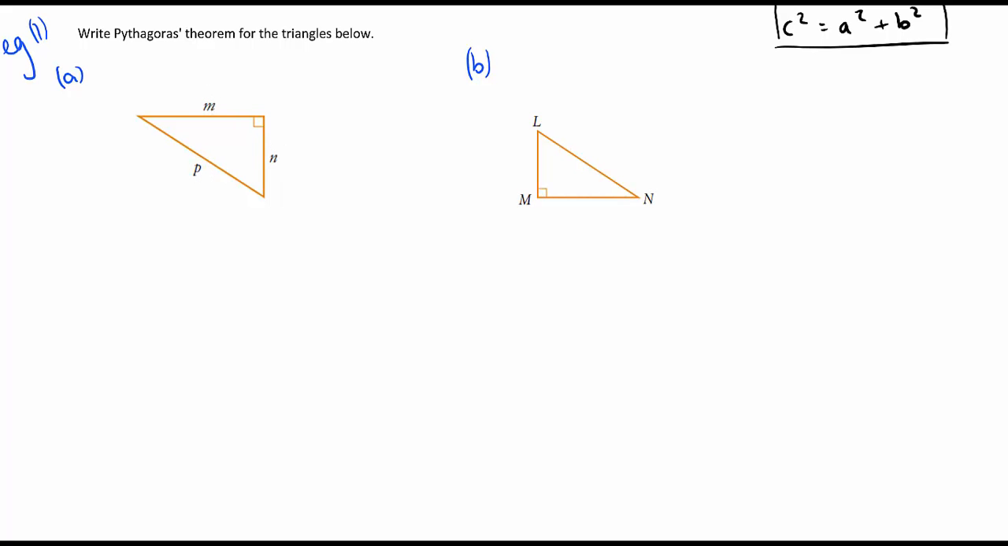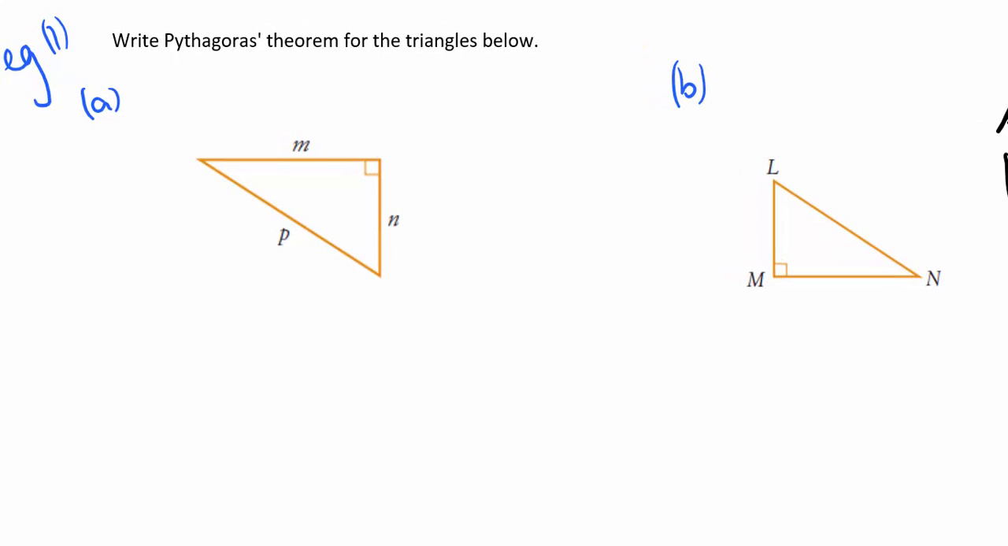Let's label this. We always label the hypotenuse C. Always label the hypotenuse C. Always. So let's do that. I'll pick a different color here. C equals P. A and B doesn't really matter. I like to do A, the smaller one, but A and B are just the other two short sides.